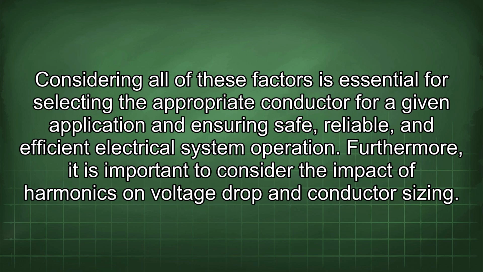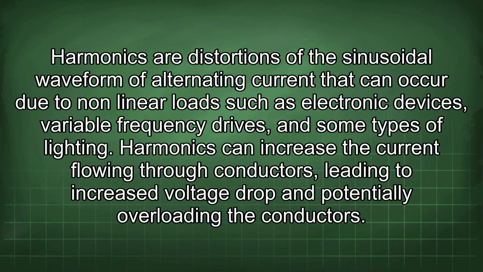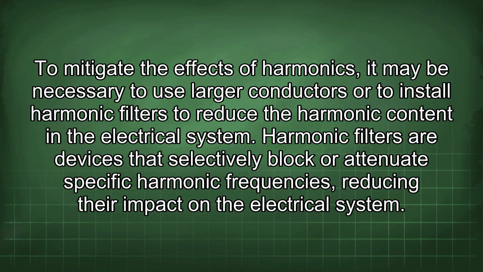Furthermore, it is important to consider the impact of harmonics on voltage drop and conductor sizing. Harmonics are distortions of the sinusoidal waveform of alternating current that can occur due to nonlinear loads such as electronic devices, variable frequency drives, and some types of lighting. Harmonics can increase the current flowing through conductors, leading to increased voltage drop and potentially overloading the conductors. To mitigate the effects of harmonics, it may be necessary to use larger conductors or to install harmonic filters to reduce the harmonic content in the electrical system. Harmonic filters are devices that selectively block or attenuate specific harmonic frequencies, reducing their impact on the electrical system.